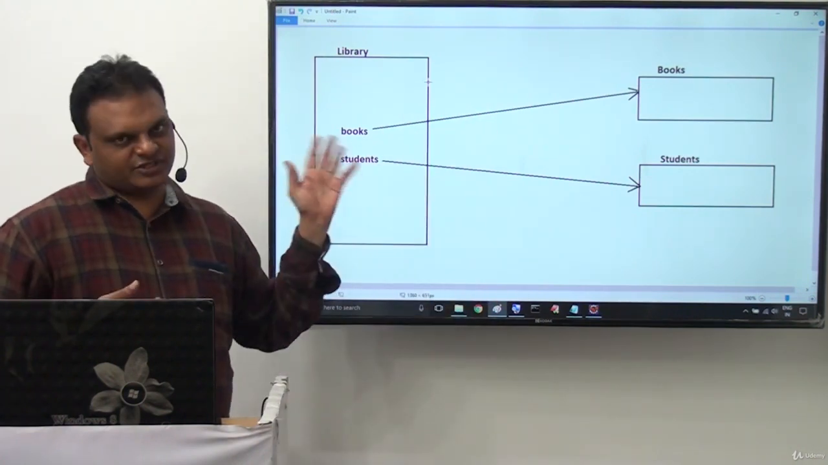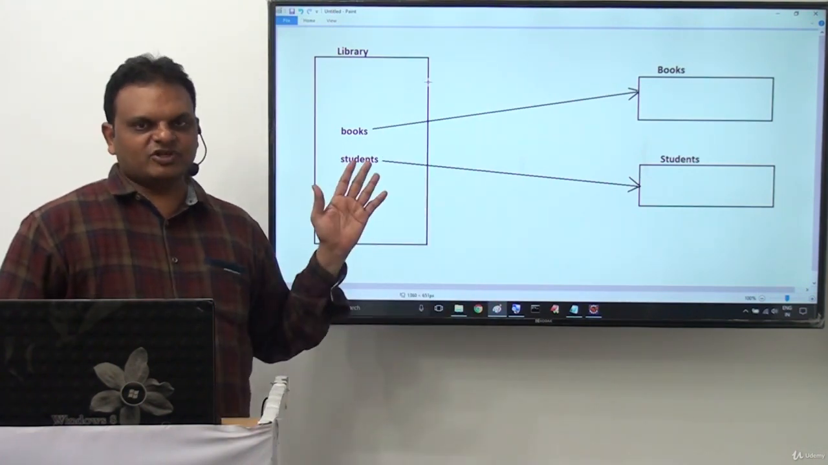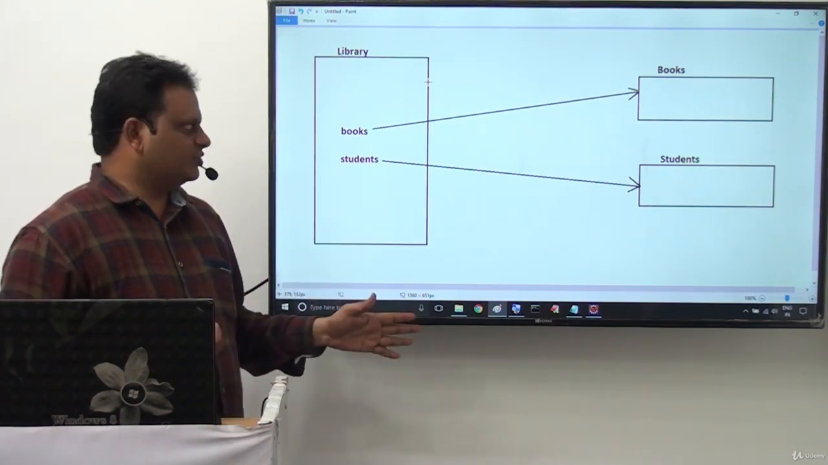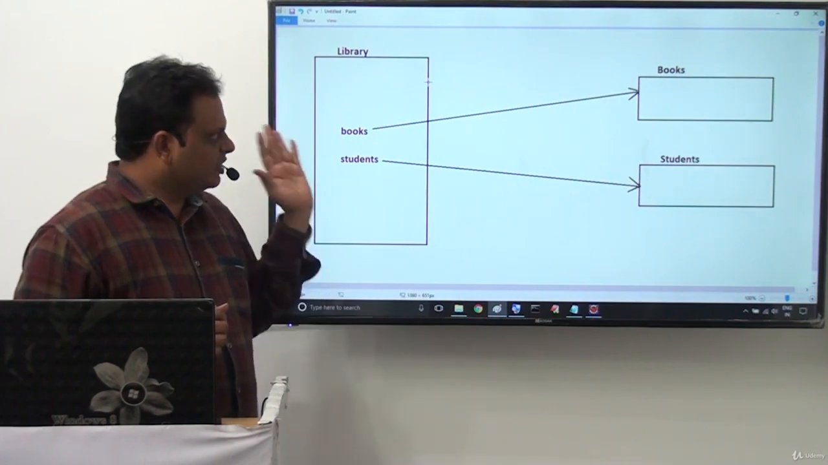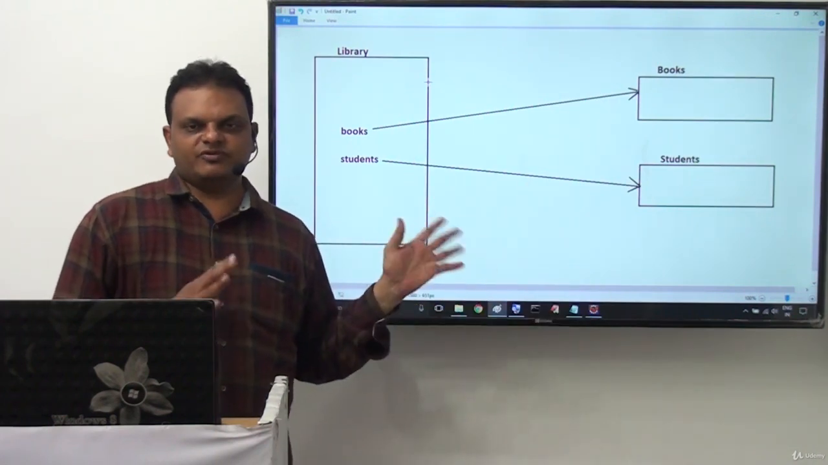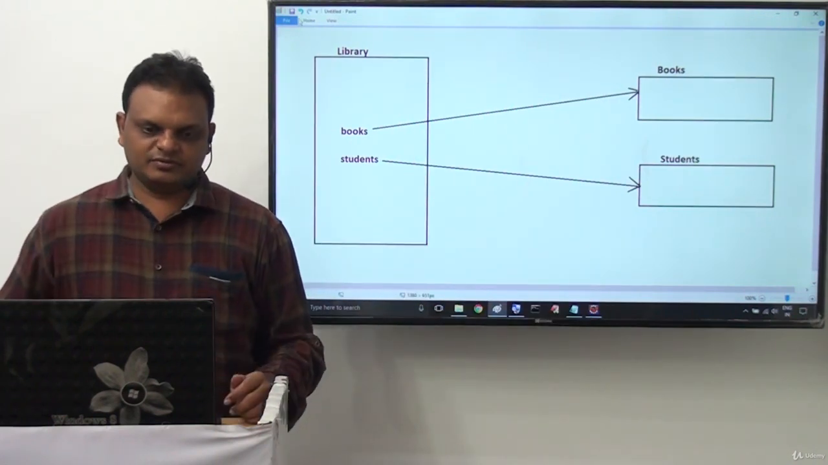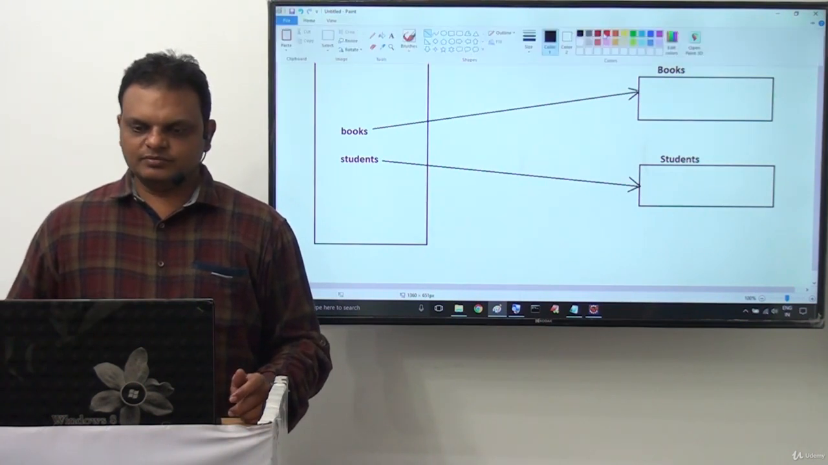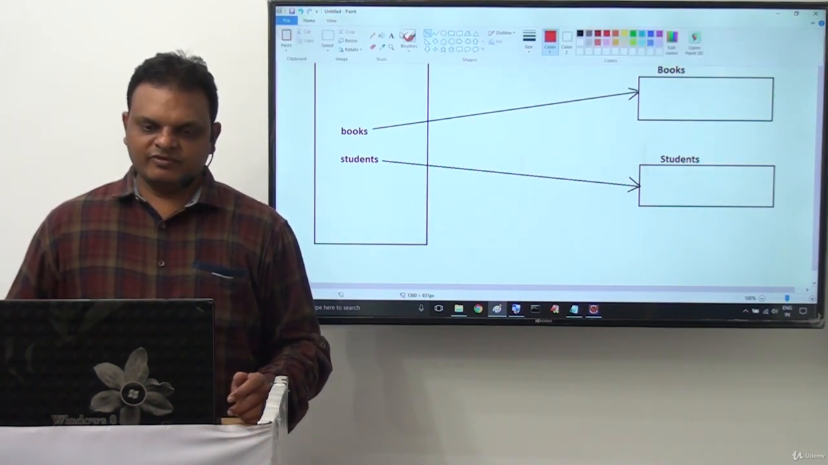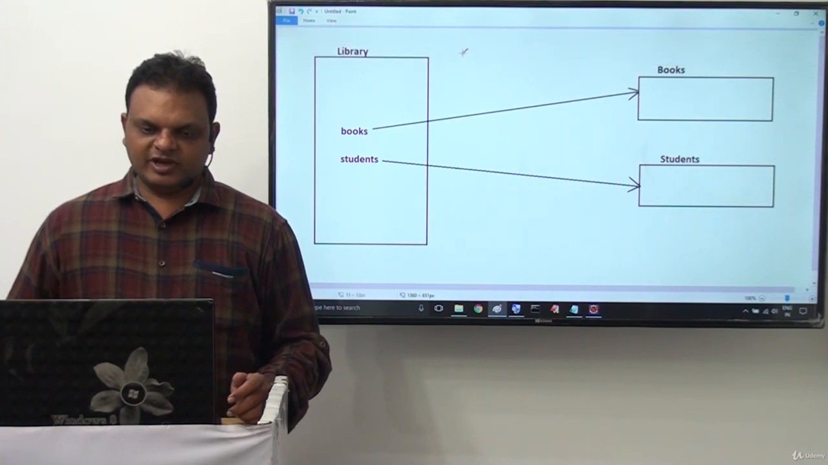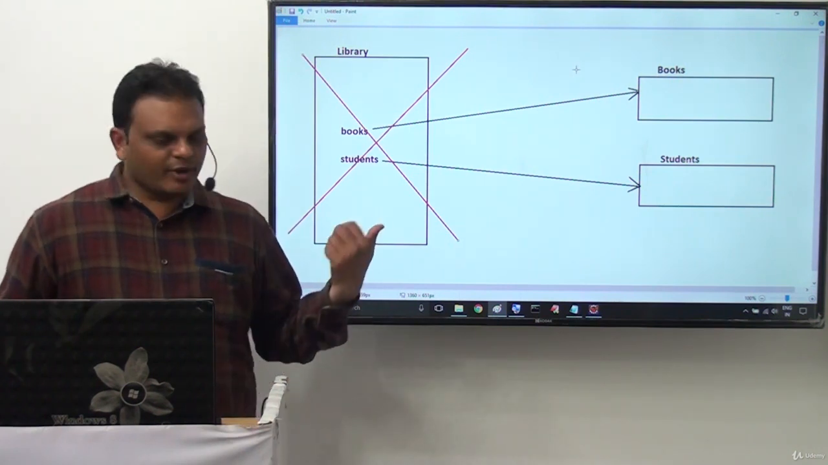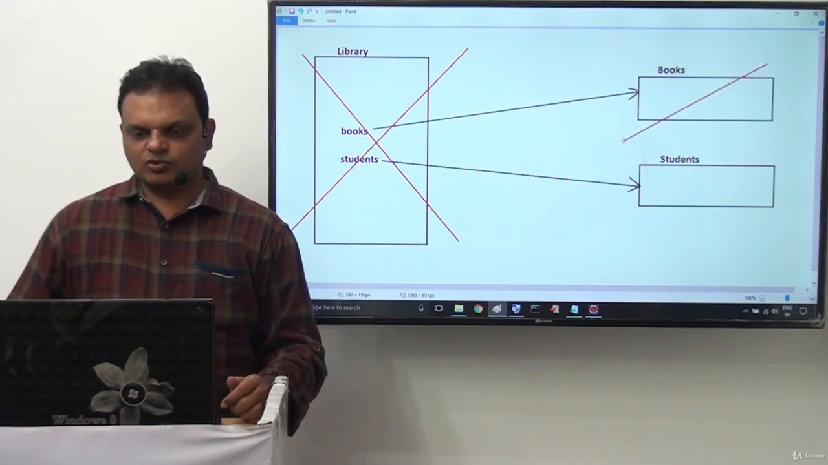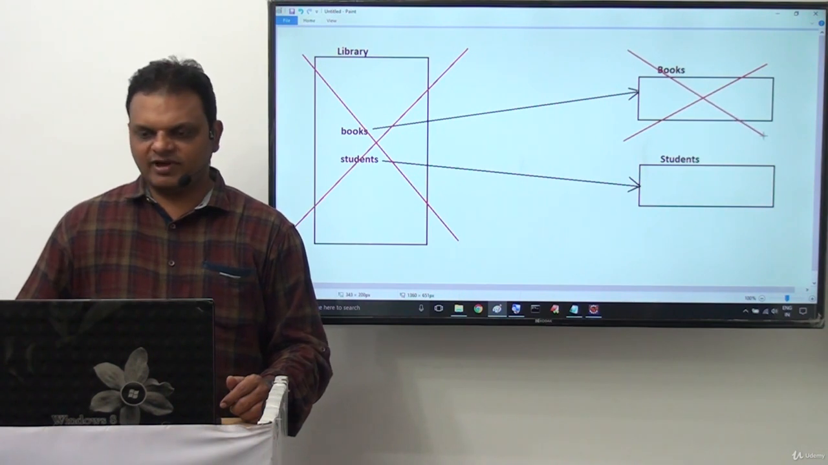Now here we have to decide which one is having strong association and which one is having weak association. Between library and books, strong or weak association? Between library and students, strong or weak association? We are going to decide that clearly now. For example, in our college, if I close the library, automatically books are going to be closed. Books are not going to be available for us.